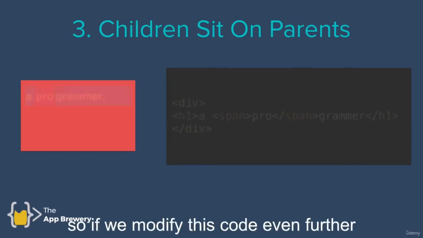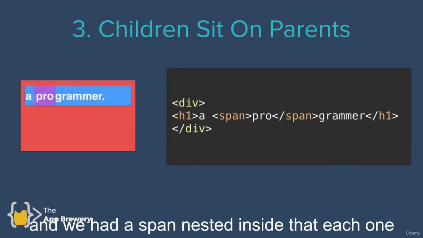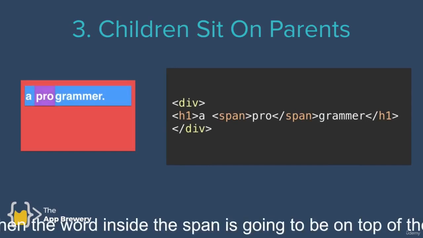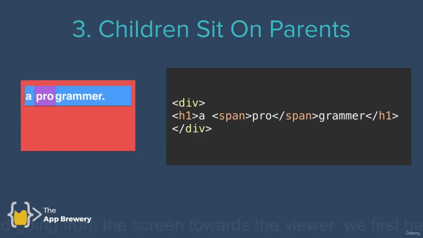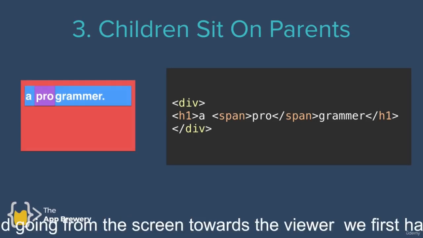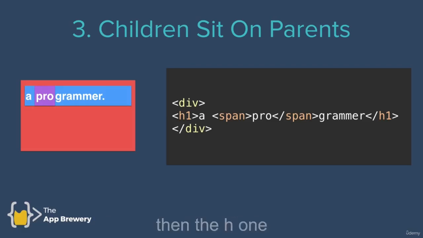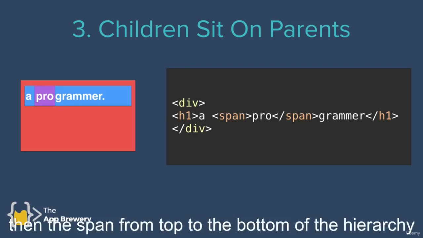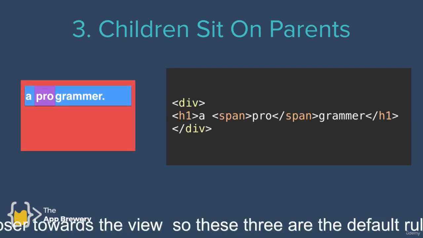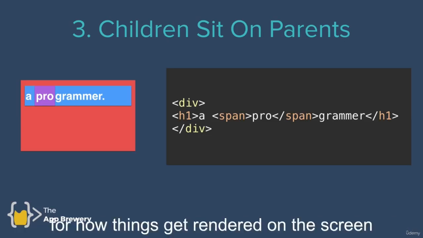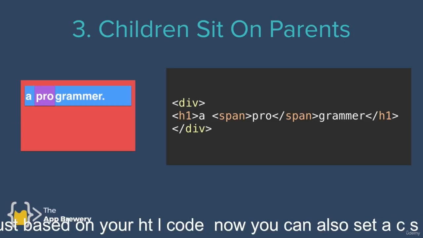So if we modify this code even further and we add a span nested inside that h1, then the word inside the span is going to be on top of the h1. So we have three elements here on screen so far: a div, an h1, and a span. And going from the screen towards the viewer, we first have the div, then the h1, then the span. From top to the bottom of the hierarchy, it comes closer and closer towards the viewer. So these three are the default rules for how things get rendered on screen, just based on your HTML code.